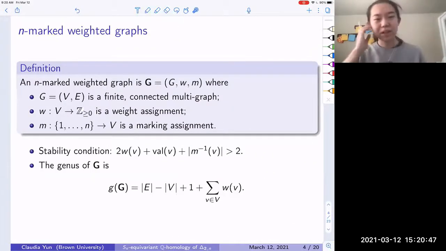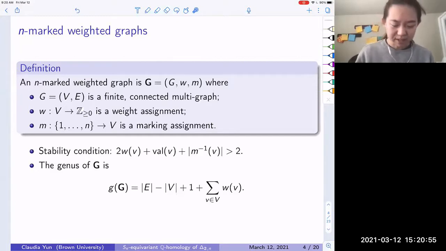And so now I'll quickly go through the constructions. And I'll start with the definition of an unmarked weighted graph. And such a graph is a triple G, W, M, where G is a finite connected multigraph. And multigraph means that we allow parallel edges and self-loops. And W is a weight function that assigns a non-negative integer to every vertex. And finally, the marking function M assigns the markings 1 through n to the vertices of our graph.